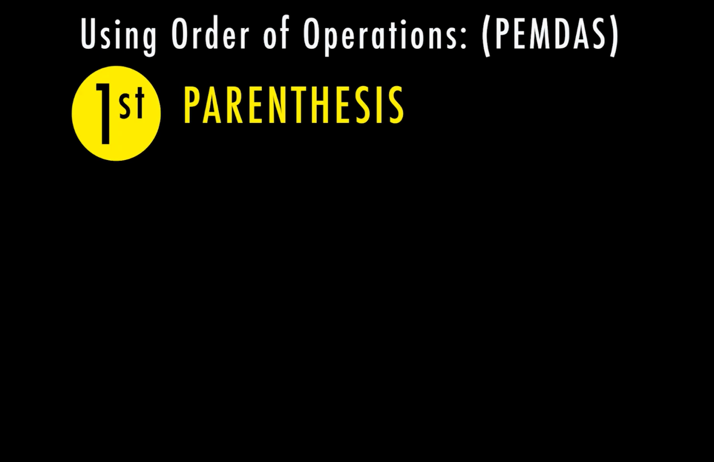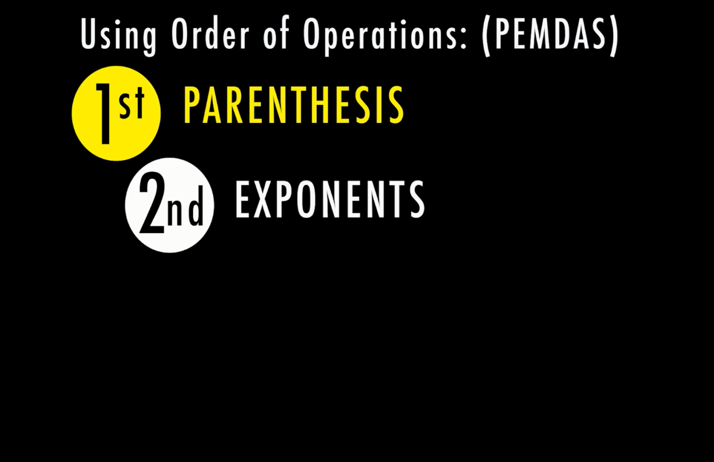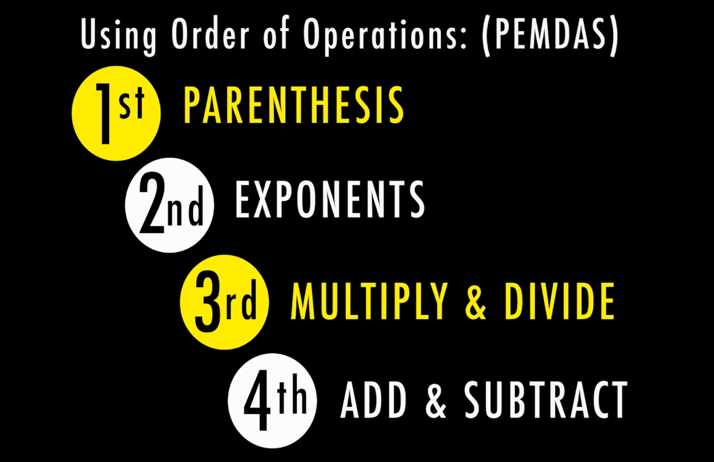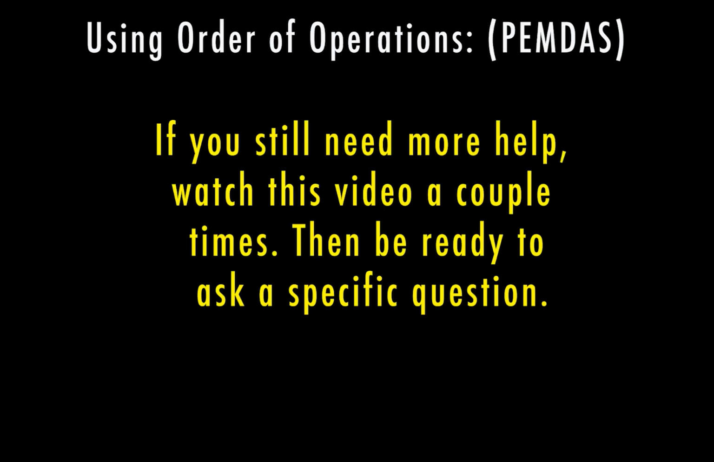Let's go ahead and recap all of our steps here. So for PEMDAS, the first step, we're going to do parentheses. For the E, we're going to do exponents for the second step. The third step is multiply and divide. And the fourth step is add and subtract.